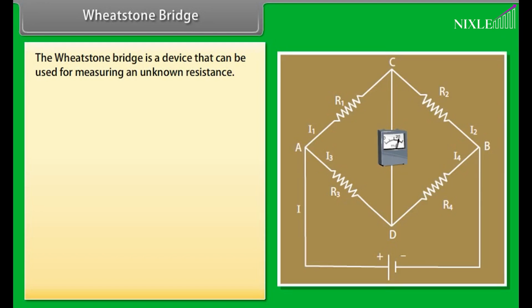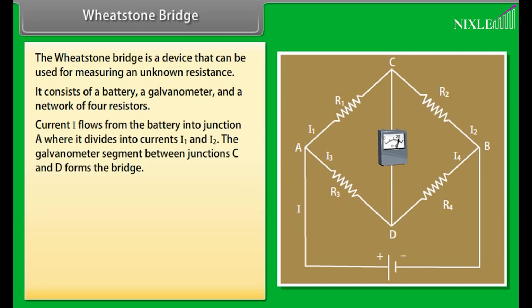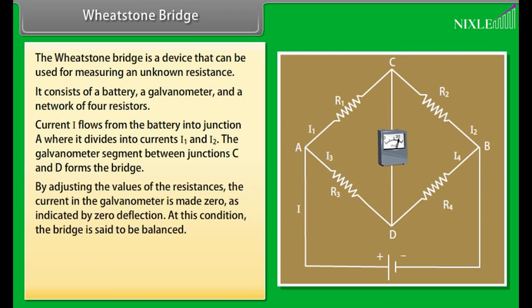Wheatstone bridge. The Wheatstone bridge is a device that can be used for measuring an unknown resistance. It consists of a battery, a galvanometer, and a network of 4 resistors. Current I flows from the battery into junction A, where it divides into current I1 and I2. The galvanometer segment between junctions C and D forms the bridge. By adjusting the values of the resistances, the current in the galvanometer is made 0 as indicated by zero deflection.